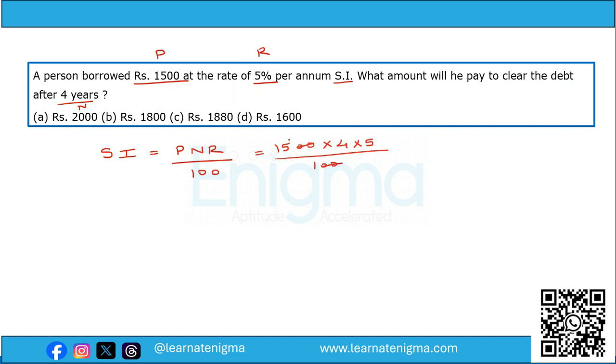So zeros get cancelled out. Now 15 fours are 60, 60 fives are 300. So the simple interest is 300.